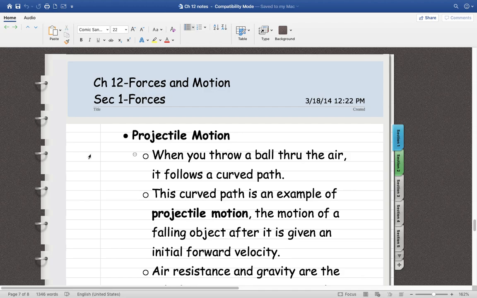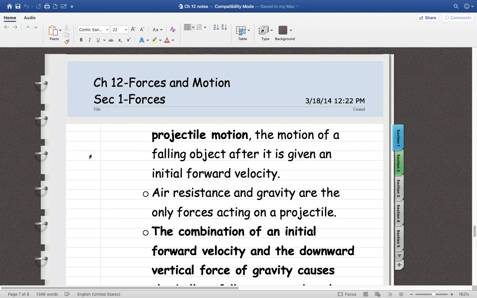So when I throw it, if it's a long way, like let's say you're out in an empty field and you're throwing a ball, okay? If I throw it straight, from me, it's going to be a little straight for a while and then it's going to start following a curved path. It's not going to go straight out and then straight down, okay? It's going to be a curved path. That's because of the initial forward velocity and gravity, okay?